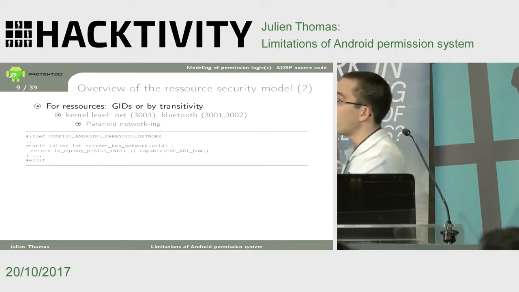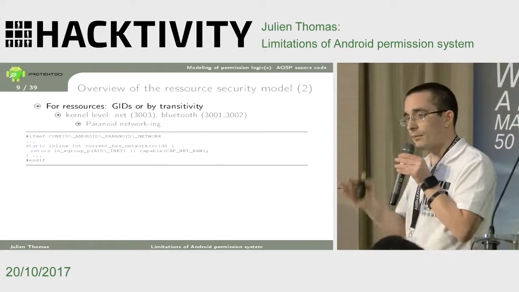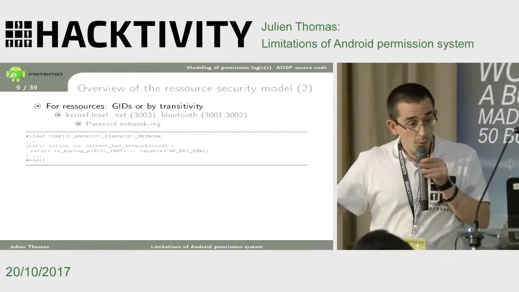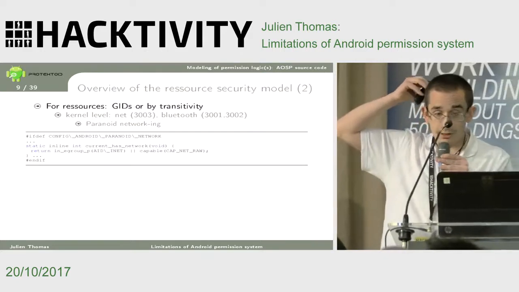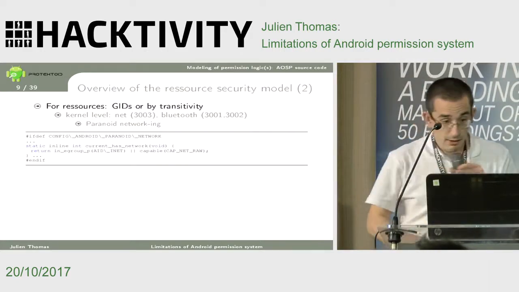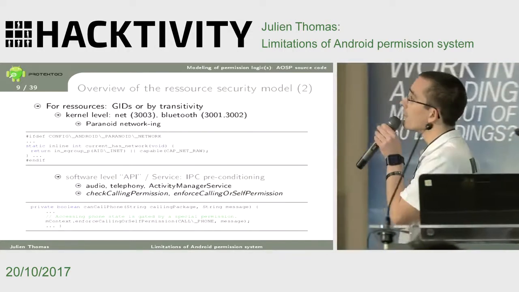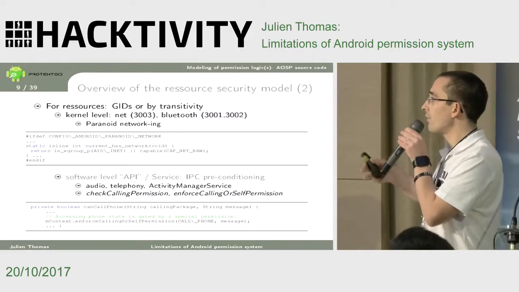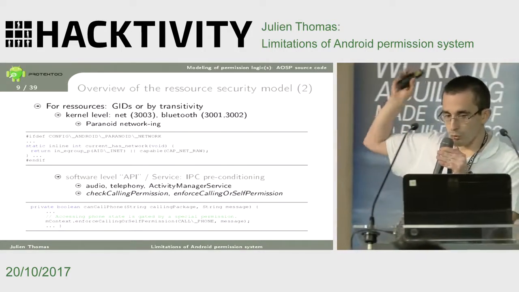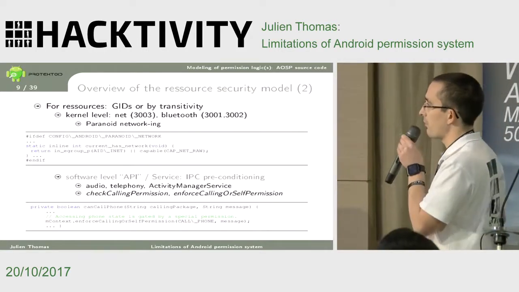When you talk about GID, it's for resources that are not files, for example the protection of network access. What we have in Android is called paranoid networking, which states in the code that you have to have the right groups. And at the software API level, you have what we call service-based IPC permission conditioning, which means that if you want to make an IPC call to a service, it will check that you are granted the correct groups or the correct permissions.